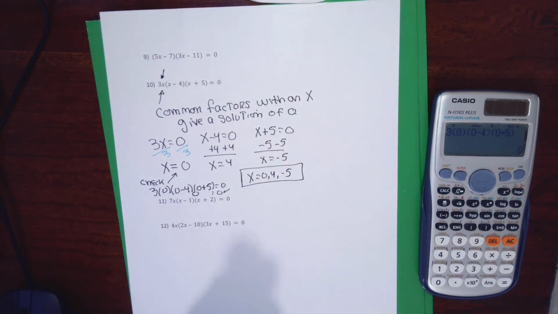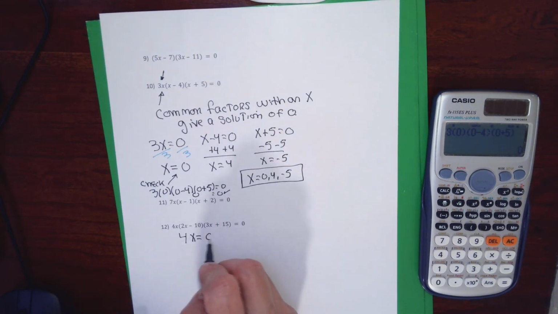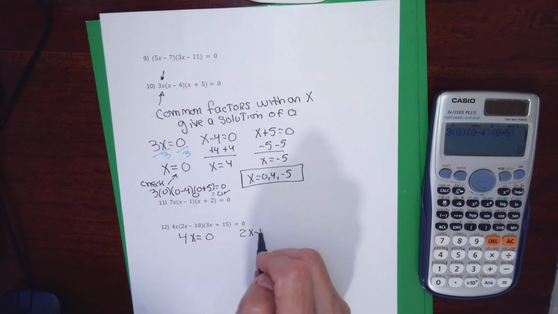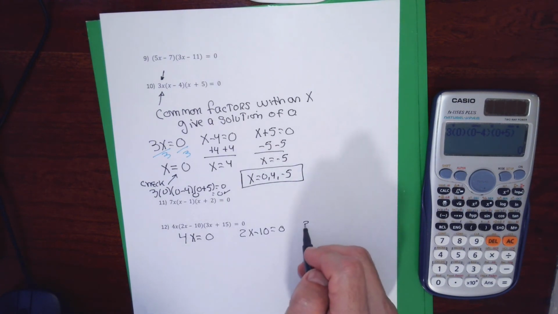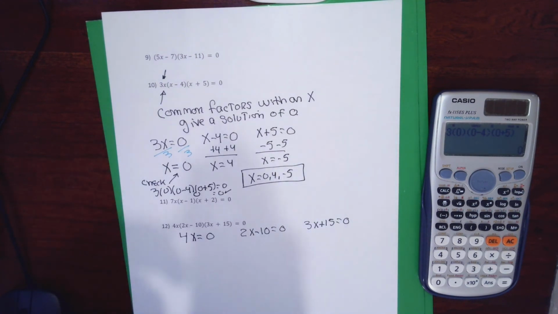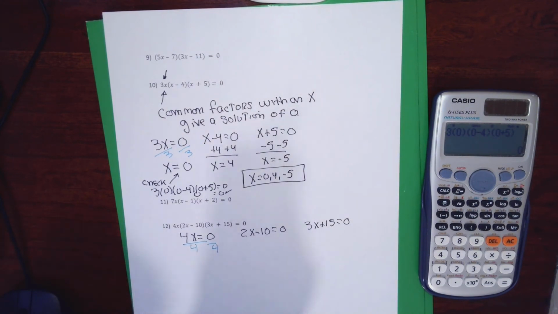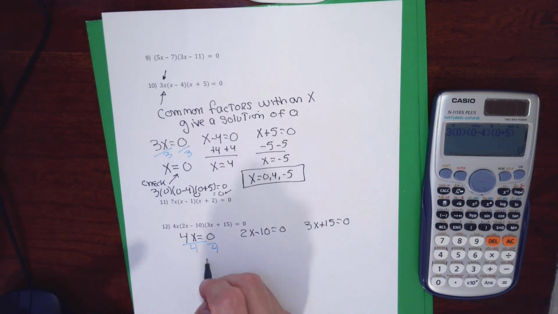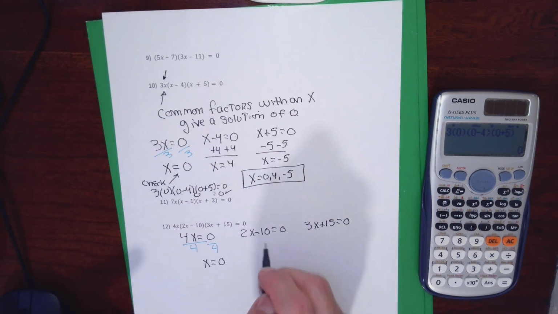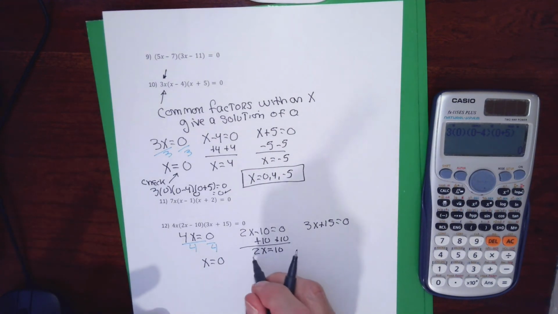I'll move on to 12. In 12, I'm going to go 4x equal to 0, 2x minus 10 equal to 0, 3x plus 15 equal to 0. The 4x is a common factor with an x. It's going to give a solution of 0. To get the solution algebraically, I divide both sides by 4. The 2x minus 10 is going to give a solution of positive 5. I'd add 10 to both sides and then divide both sides by 2.